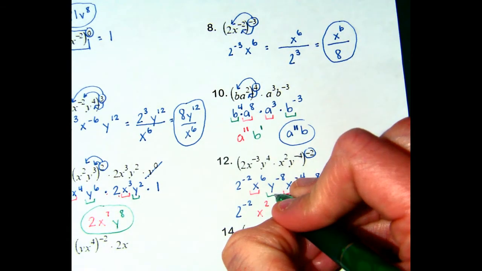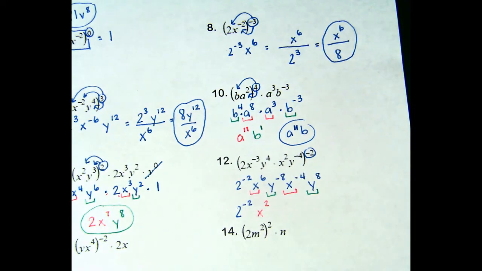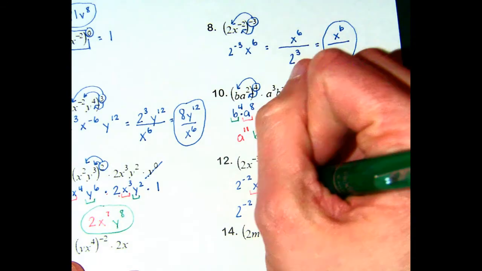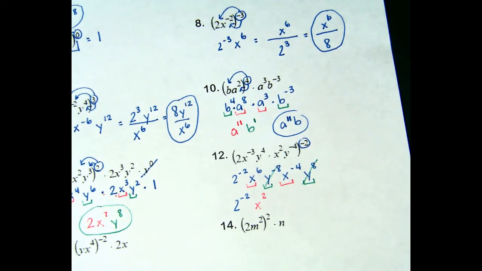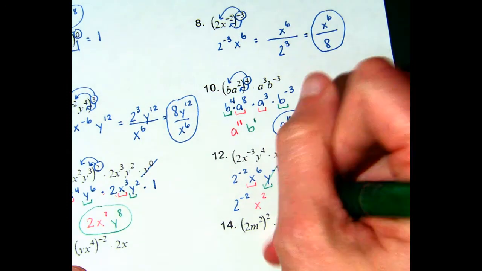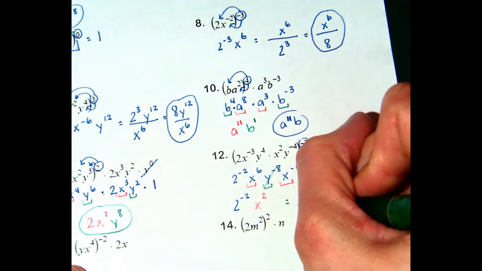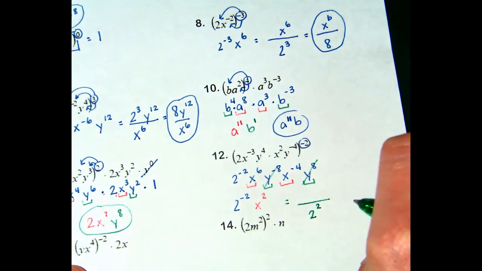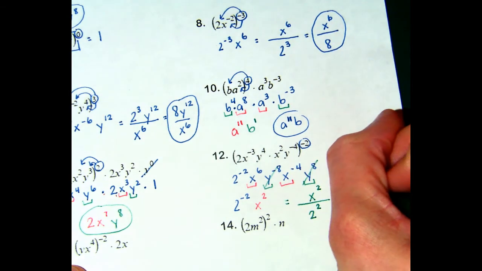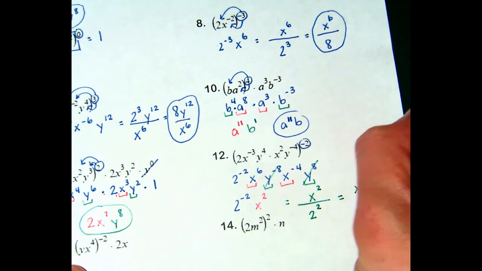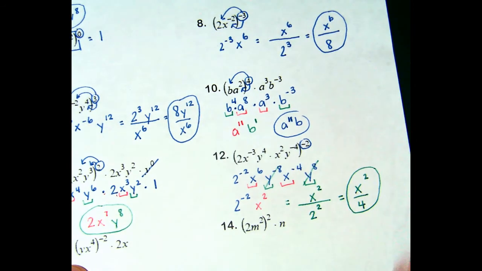Y bases. Y, negative 8 plus 8 is 0. My y's are going to just go away. So I'm just going to cross them out. Those two are going to cancel each other out. Alright, now, I do now have a negative exponent that I need to take care of. 2 squared needs to go in the denominator. X squared is not a negative exponent, so it's going to stay in the numerator. Then I'm going to simplify x squared over 4 is my simplification for that question.